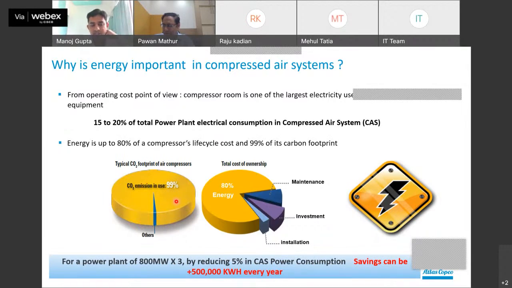For a power plant of 800 megawatt into 3, by reducing compressed air power consumption by 5%, the saving can be 5 lakh kilowatt hour every year. So we can see how important energy saving is in the compressed air system. Just to note, if you have any queries or doubts, you can put them in the chat. My colleague or I will give the answer simultaneously.